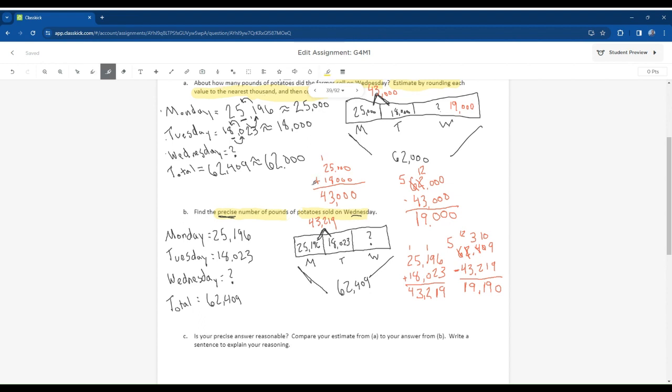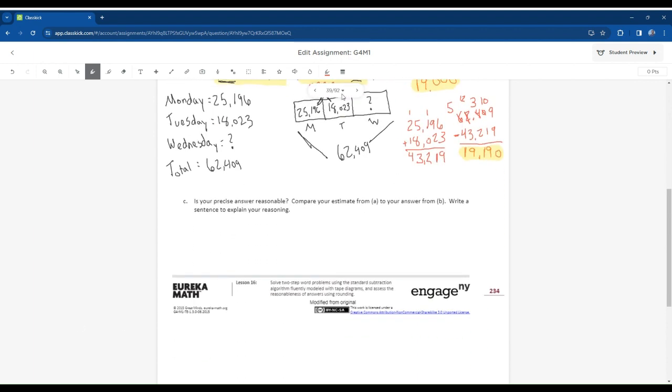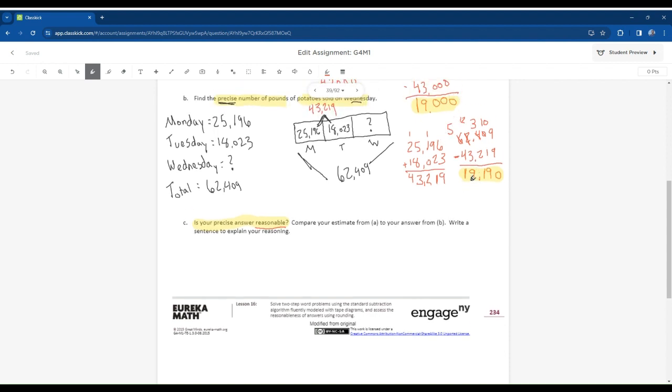So what I'm looking for is, is this estimated number close to the precise number? And you can see here, it is. 19,000 is our estimated amount. 19,190 is my precise amount. And that's going to lead me down here to letter C, where I'm asked, is your precise answer reasonable? And again, when we're looking at this word reasonable, we want to make sure that our estimated amount is close to the actual amount. In our case, it is. Compare your estimate in A to your answer in B. Write a sentence to explain your reasoning.